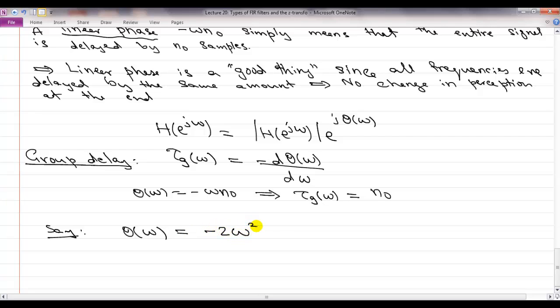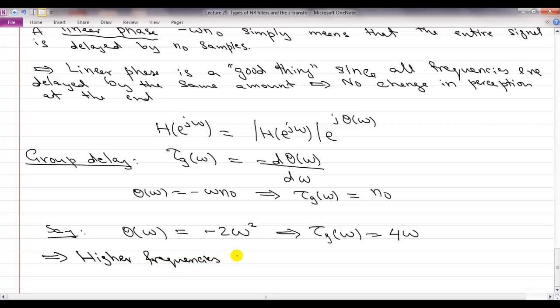So if I had, for example, my phase was like this, then my group delay is going to be 2 omega. So this is now not a constant. This means that my higher frequencies are being delayed more and my lower frequencies are being delayed less. My relative position of my frequencies will change and your output perception might change. In this example, what we see is that higher frequencies are being delayed more.